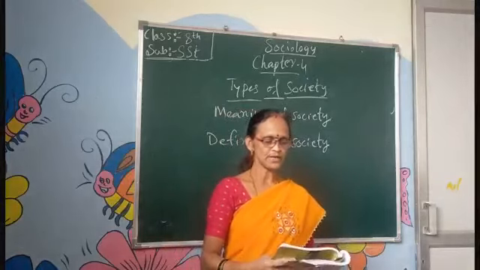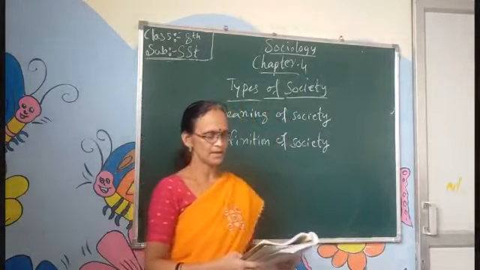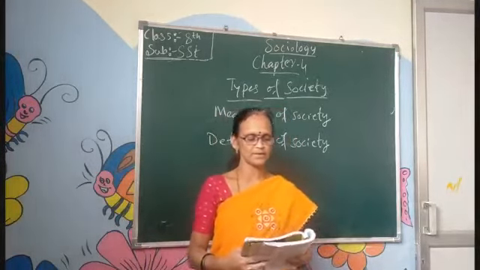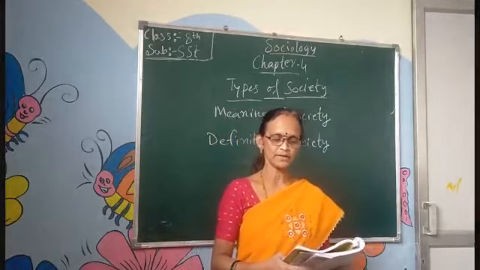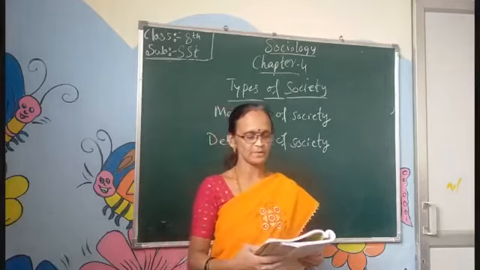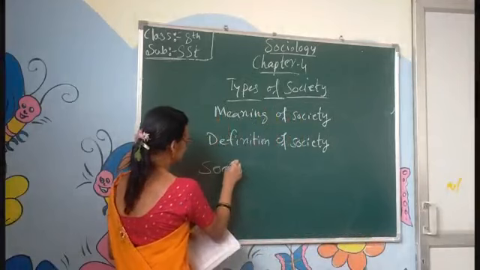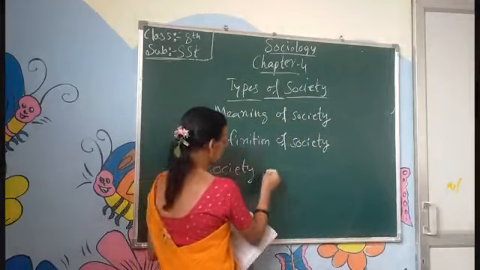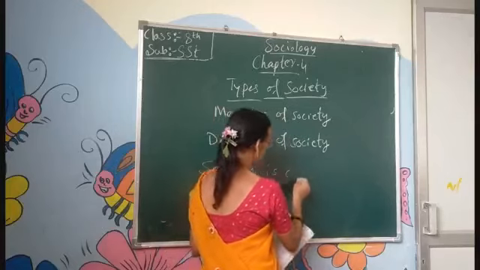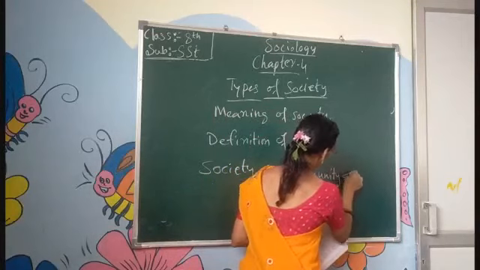Every society has families. Within one society there are so many families, neighborhoods, rural and urban area settings, political parties and other communities. Hence H.M. Johnson says society is a community of communities. Very nice definition he has given of society here. Society is a community of communities.